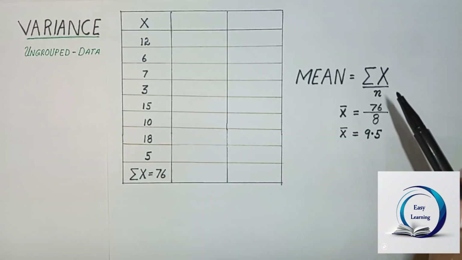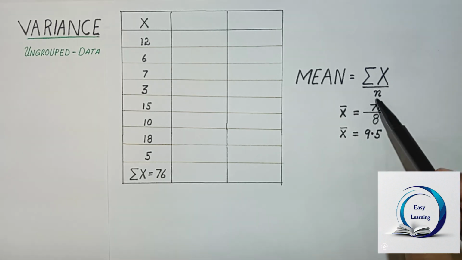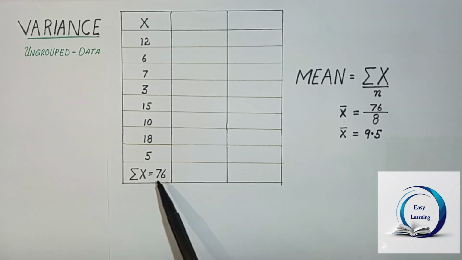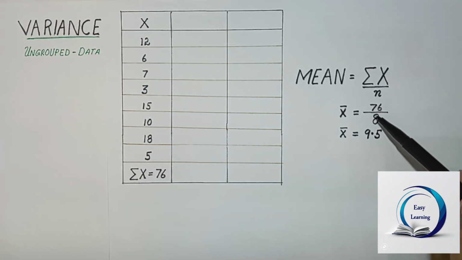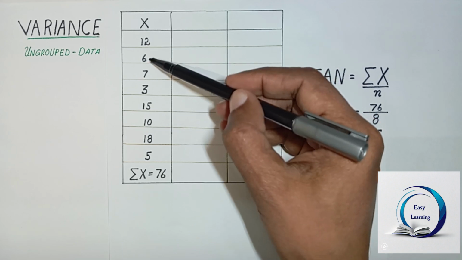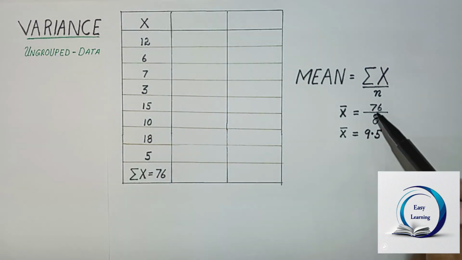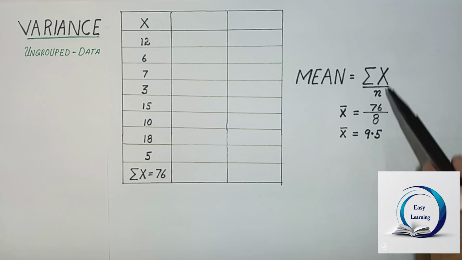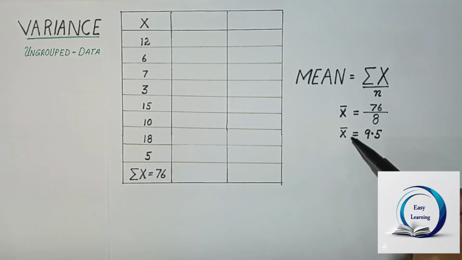To calculate the mean, we have the formula: mean equals summation x over n. By putting the values, summation x is 76, and n is the number of values or observations, which is 8. So here you can see 1, 2, 3, 4, 5, 6, 7, 8. We divide summation x, 76, by n, 8, and we get the mean 9.5.